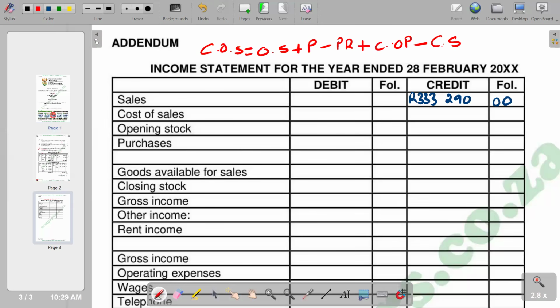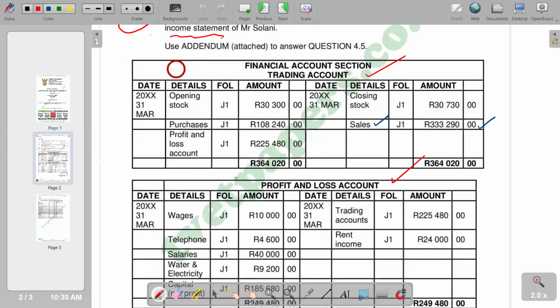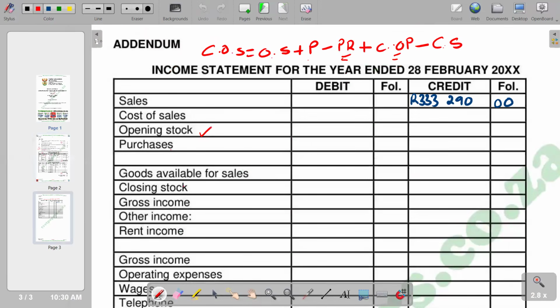You'll see that in some questions you won't have the purchase returns and the carriage on purchases. So you simply say opening stock plus purchases minus closing stock. In this case, we have only opening stock, purchases, and closing stock. So we check what our opening stock is. The opening stock will be in the trading account and is indicated here, which is 30,300. This is exactly the same figure that we're going to put there. So we put 30,300.